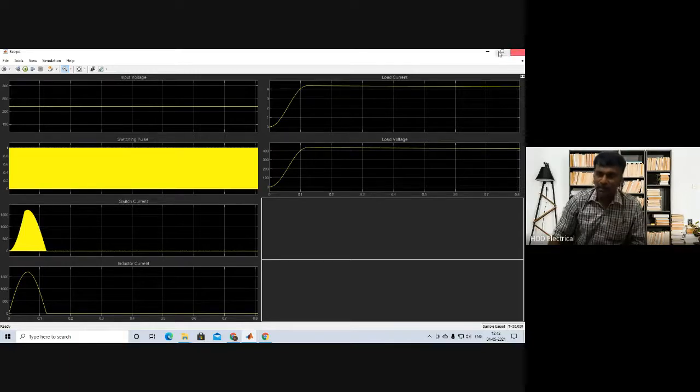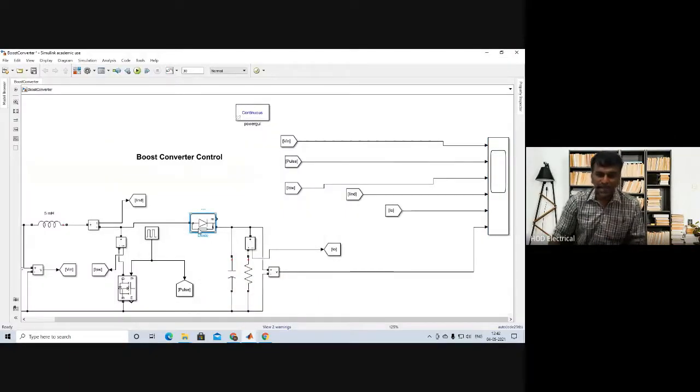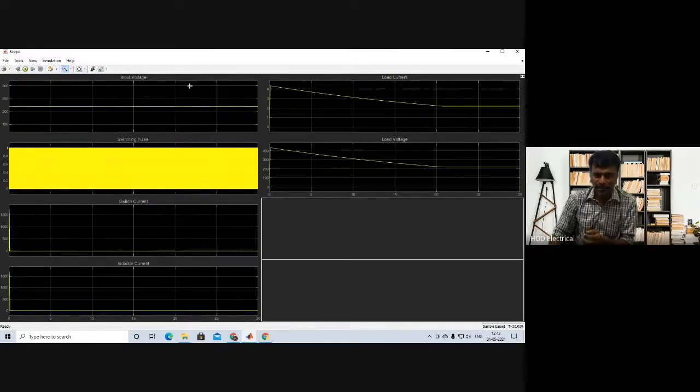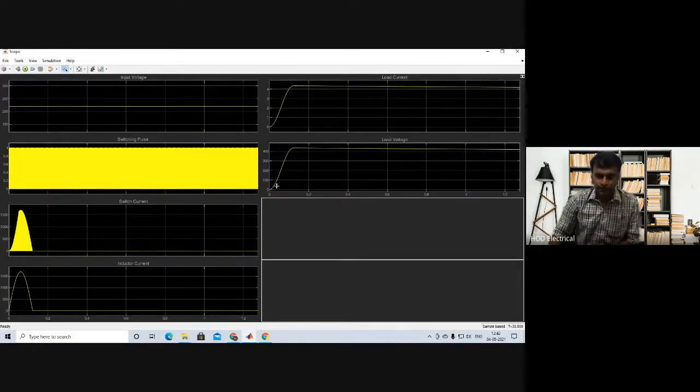Since here we have one diode, right? This diode will be forward biased till there. At one particular time, this voltage will be the same as this voltage, right? You can see this waveform. You can easily understand: the voltage across the capacitor gradually increases, so till then there is a flow of current. After that, this diode will be reverse biased. Therefore, the load current will be approximately zero.